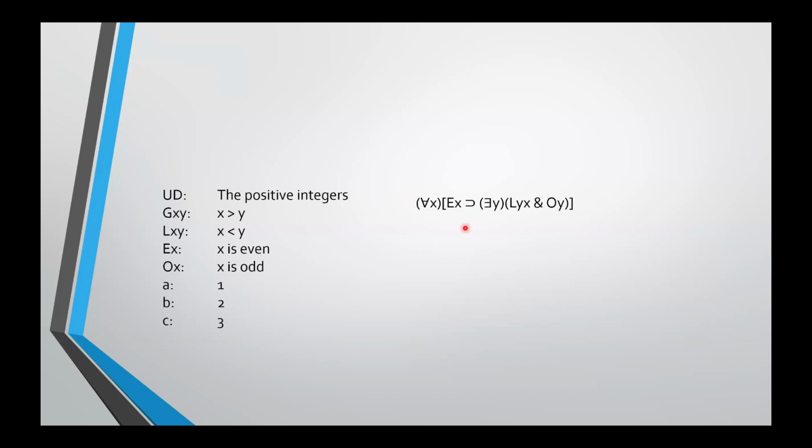Let's start with the paraphrase. So your paraphrase is going to be like this. Each x is such that if x is even, then there is a y such that y is less than x and y is odd.